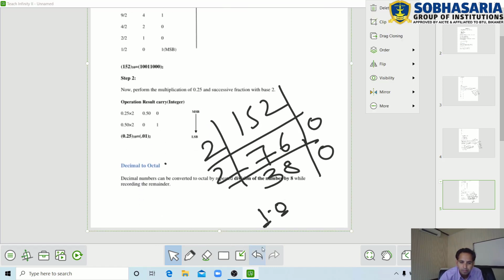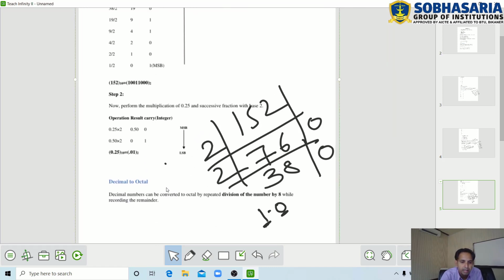Now decimal to octal. Again, if we want to convert a decimal number into octal, we divide the decimal number by the base of the octal number, or we say that we divide by 8.